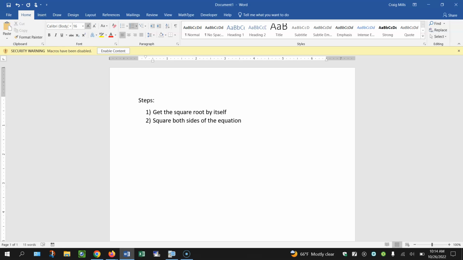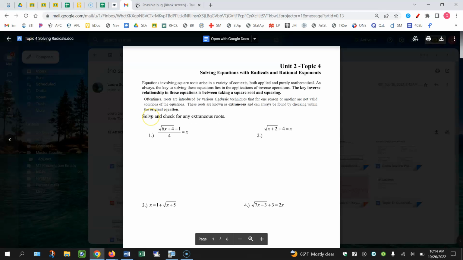And then you're going to solve from there. But those are the main 2 steps. Get the square root term by itself on either the left or the right side of the equal sign, and then square both sides of the equation. So if I come back to the lesson here, okay, that's what this is really talking about. The key inverse relationship is taking a square root and squaring.